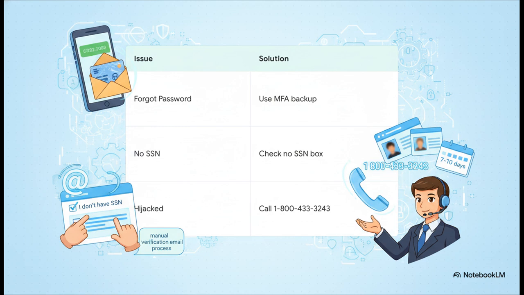If a contributor doesn't have an SSN, they just check the I don't have an SSN box and follow that manual email process. And in a worst-case scenario, like if you accidentally fall for a phishing scam and someone hijacks your account or changes your recovery email, you need to call the Federal Student Aid Information Center immediately at 1-800-433-3243. A real agent will walk you through a manual account recovery process, which means sending in copies of your ID. Just keep in mind, that recovery takes about 7 to 10 days.